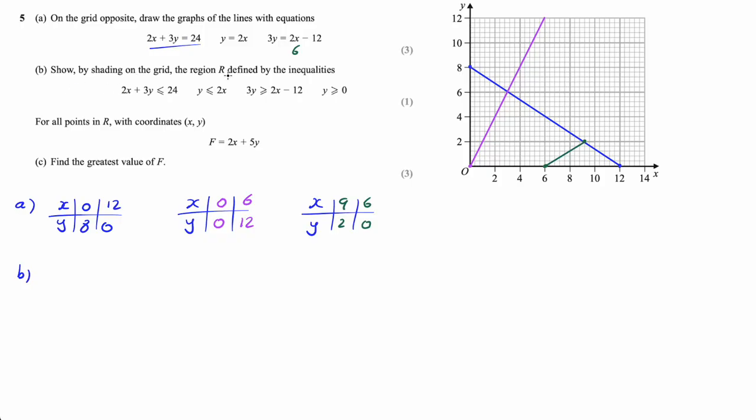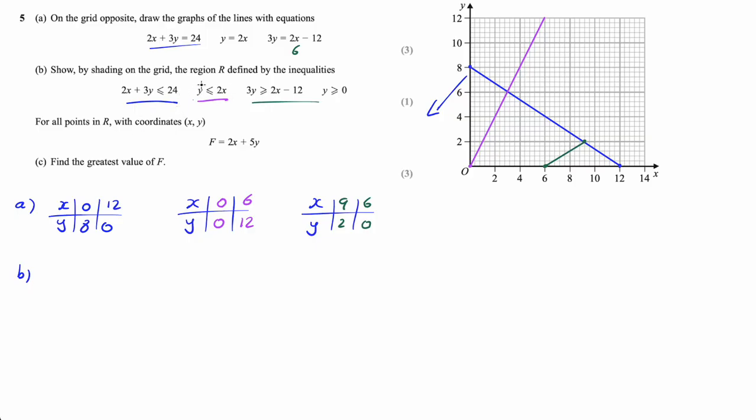Show by shading the region defined by these inequalities. Okay, so 2x plus 2y is less than 24. So just to recap, guys, this is blue, this is purple, and this is green. I always pick a point, guys. So pick, say, 0, 0. Is that less than or equal to 12? Yep. So we're down this side of the blue line, down that way of the blue line.